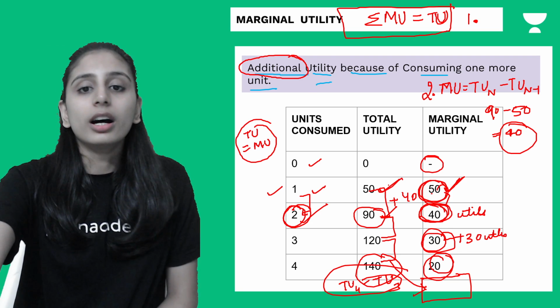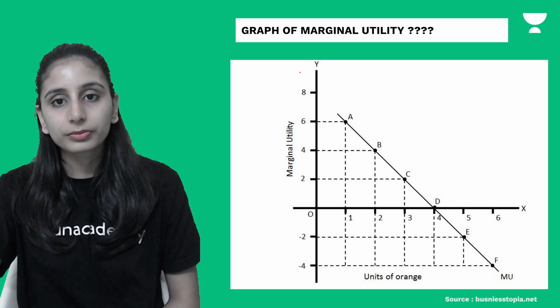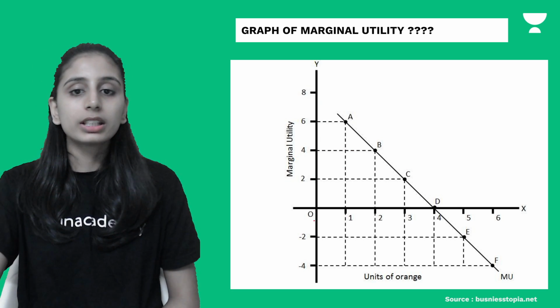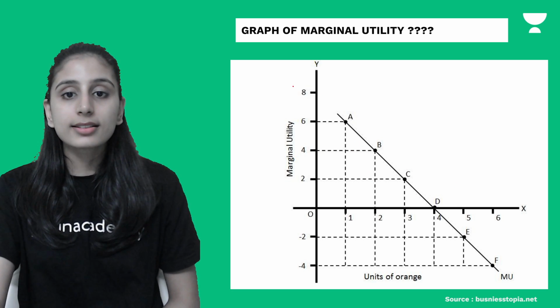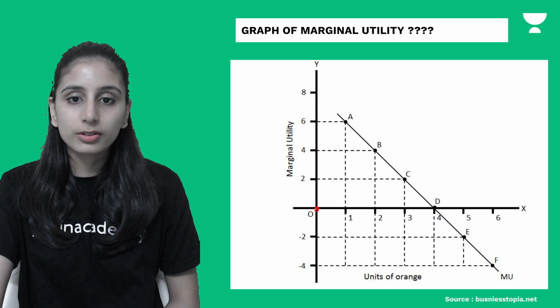ठीक है, now let's see the graphical representation of marginal utility. Now we can see this is the x-axis, this is the y-axis. Okay, this is our origin, point of origin.